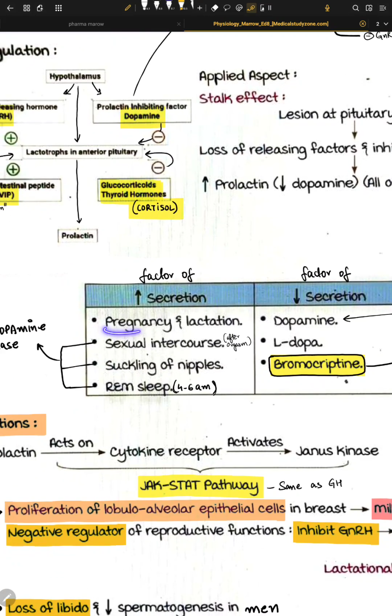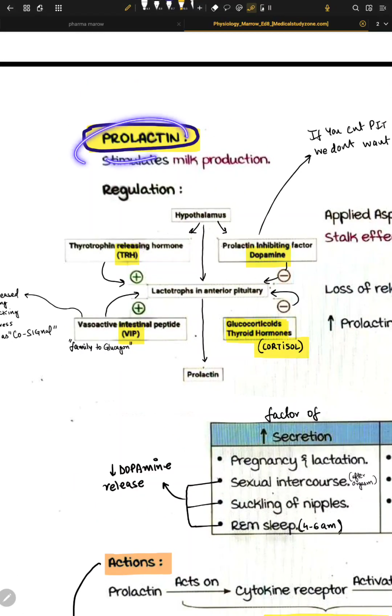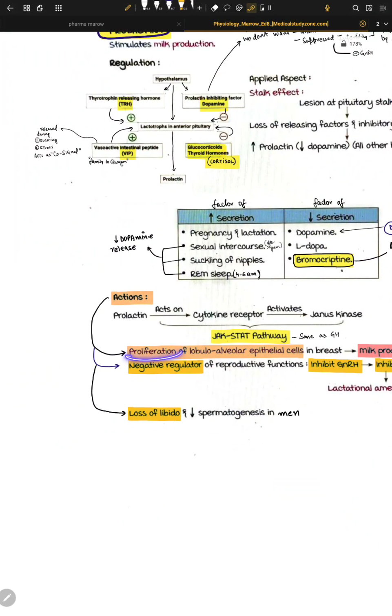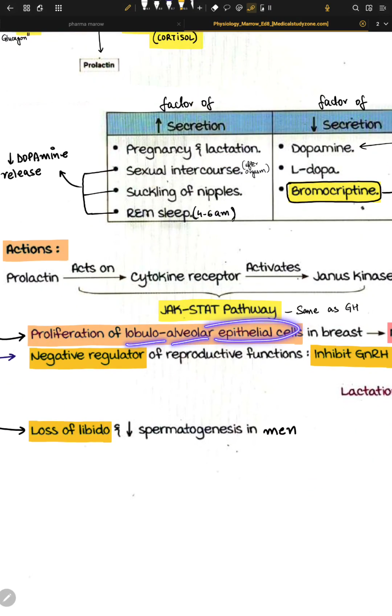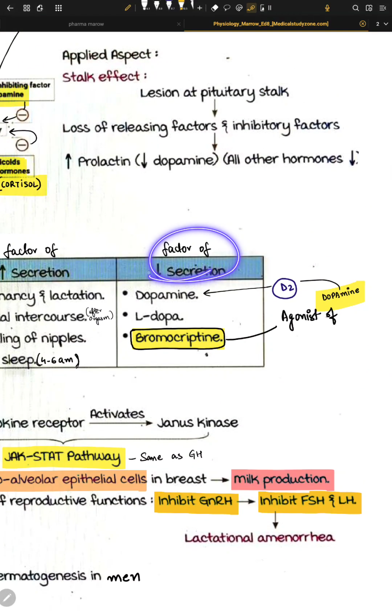So that's why pregnant women should sleep in the early morning, because they need to have rapid eye movement sleep. They need to have that. And what happens is that all of these work via decreasing dopamine. And then if you have less dopamine, you have high prolactin levels. And if you have high prolactin, then you will have high proliferation of alveolar epithelial cells, and then you have milk production, right? What about the factors of less secretion of prolactin?